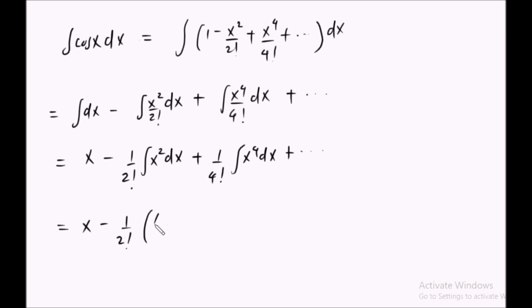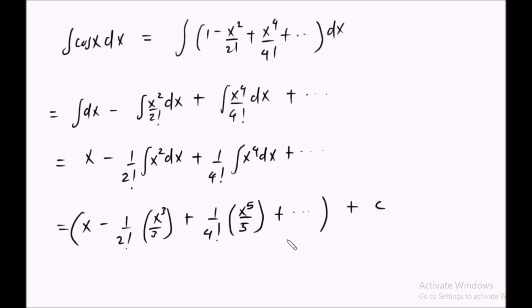So integrating x squared I get x cubed over 3 plus 1 over 4 factorial. Integrating x power 4 I get x to the 5 over 5 plus. So remember at the very end we have plus c as usual, where c is a constant.